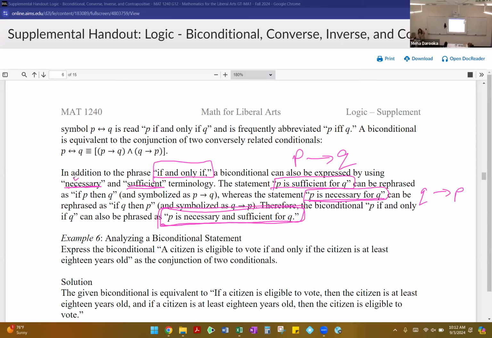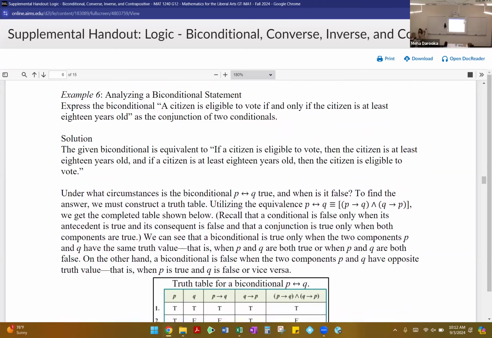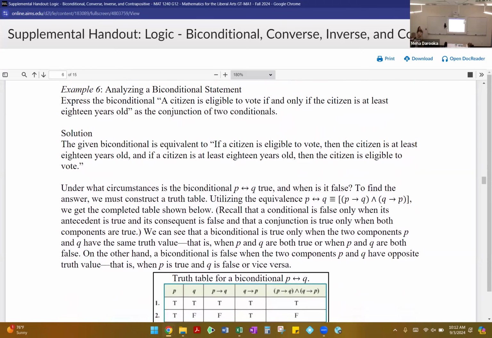Necessary and sufficient are also used separately for conditional statements, but together, like you see in that last part, "is necessary and sufficient for" can be used for the biconditionals. You're putting both words together. Examples of that will show up in your homework assignments. I do want you to be at least familiar with the terminology. All right, let's take a look at this guy.